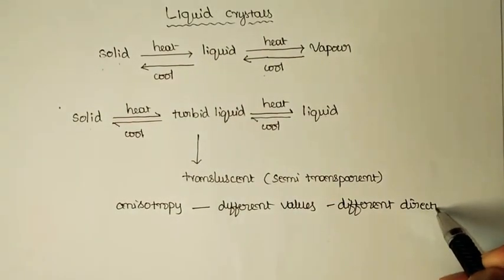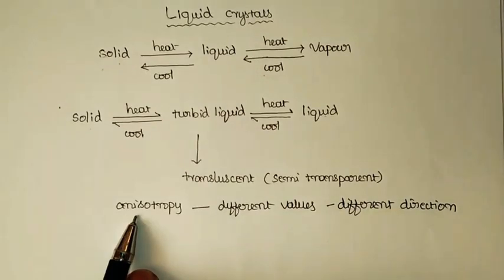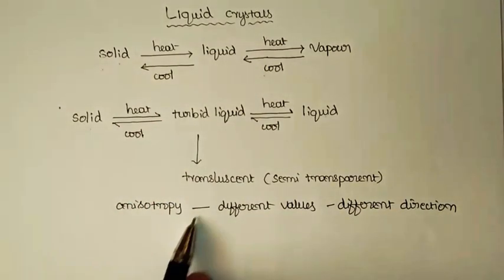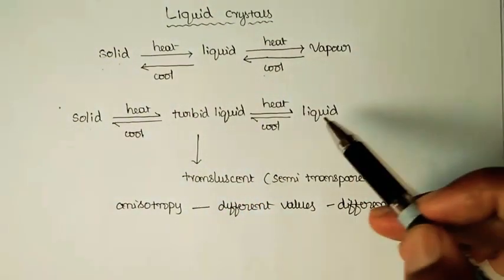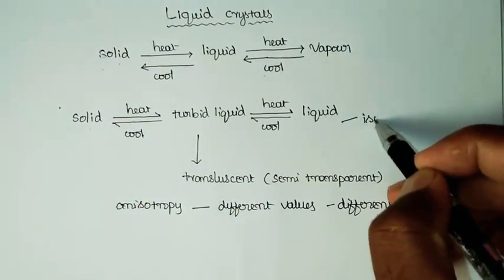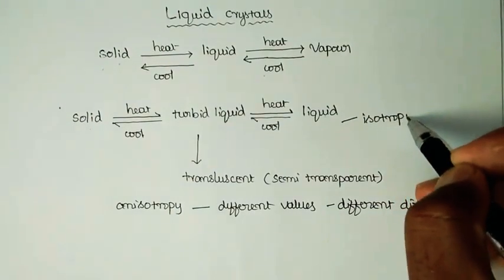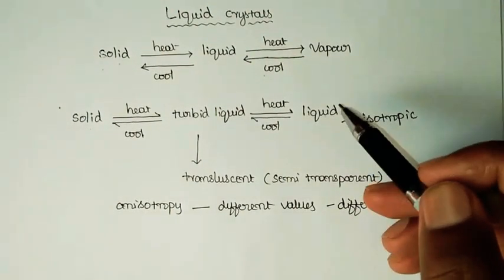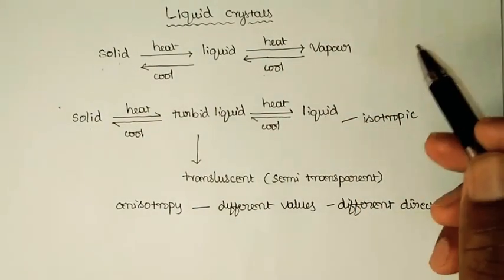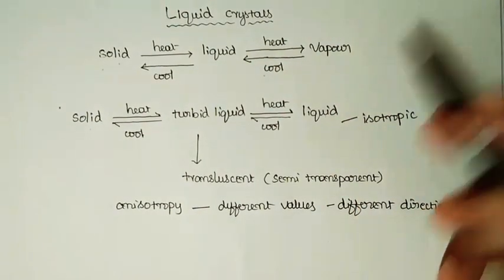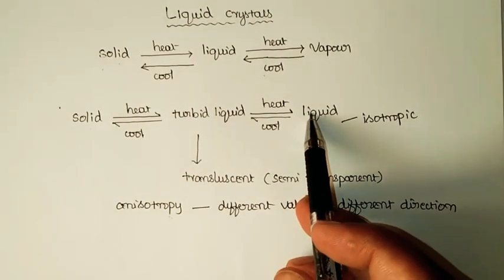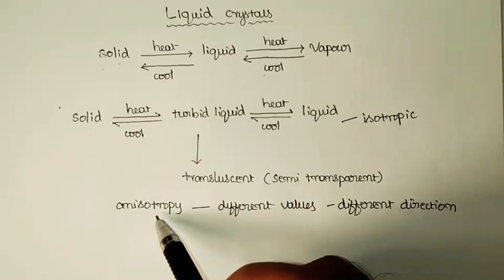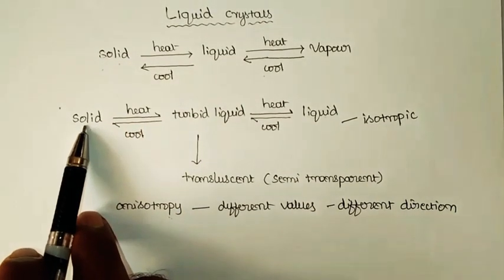This turbid liquid exhibits the property of anisotropy, which is not at all the characteristic property of a true liquid. Remember, true liquids are always isotropic in nature. That means they exhibit the same values for their physical properties irrespective of the direction of measurement. But this turbid liquid is anisotropic in nature, which is not the property of a true liquid, and anisotropy is the clear property of a crystalline solid.